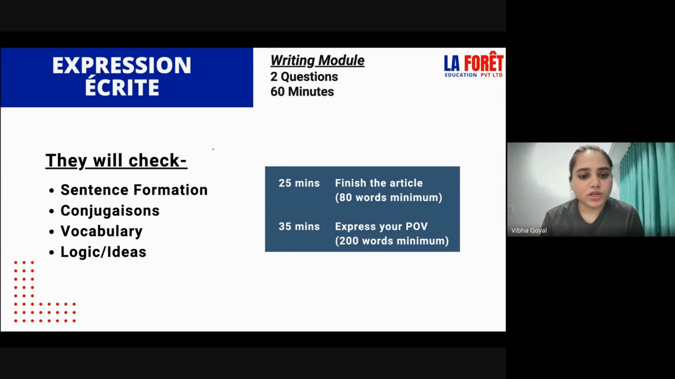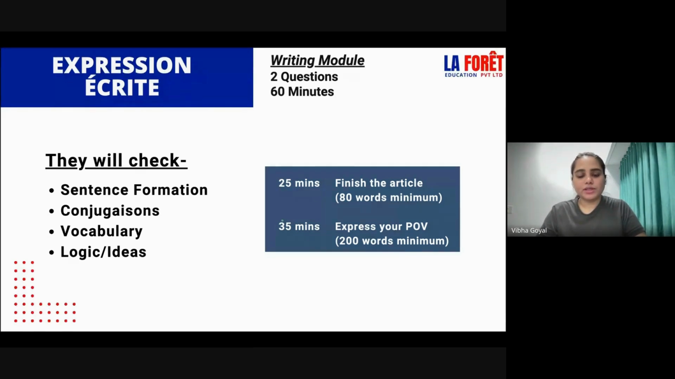So we are at expression écrite, which is the writing module. Two questions, 60 minutes. This has always been the same for TEF. You have to finish writing an article and express your point of view. When you have to finish writing an article, the beginning or the heading of the article would be given to you. Now you have to imagine and write what could happen. Here you need not only language, but also your creativity.